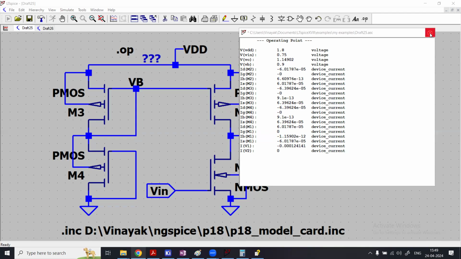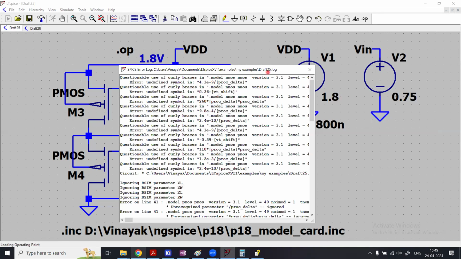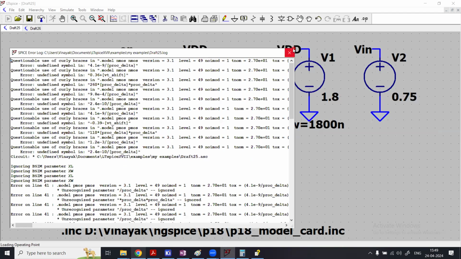Okay, with that said, look at this now. Once I close that, this window opens up. It is showing me some questionable use of curly braces in .model. So this issue or warning is related to the model file we have used from the internet. So make sure the model file you use is authentic enough.